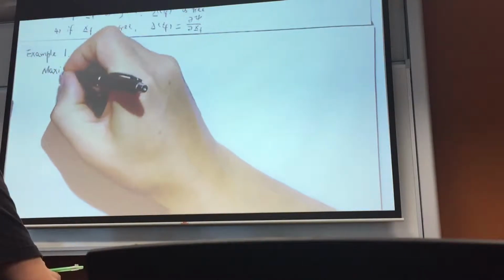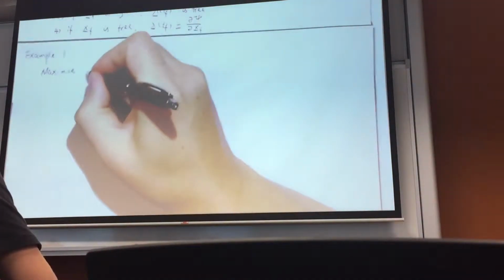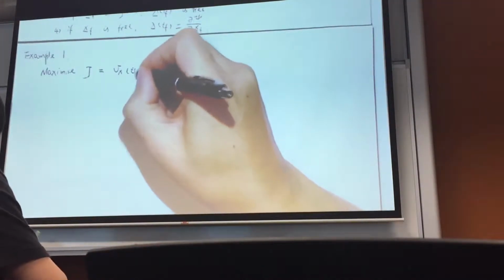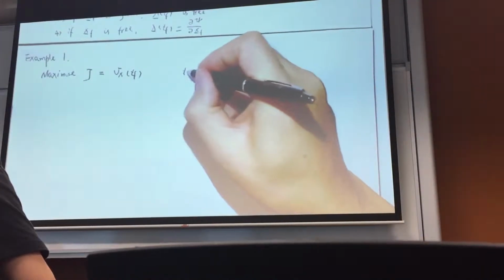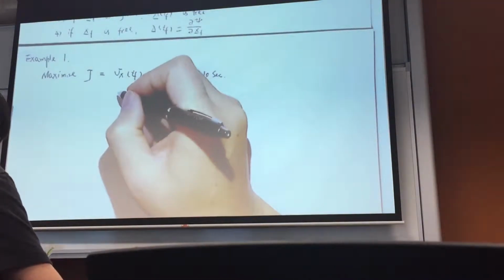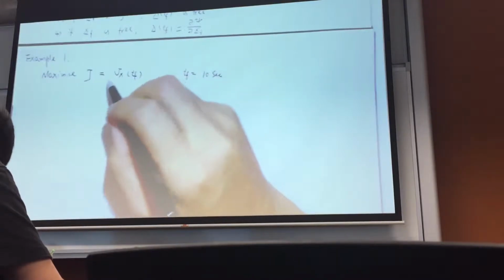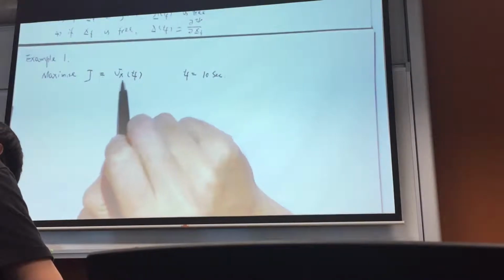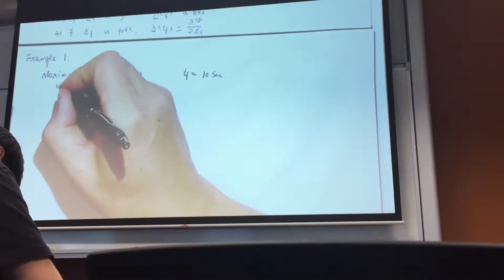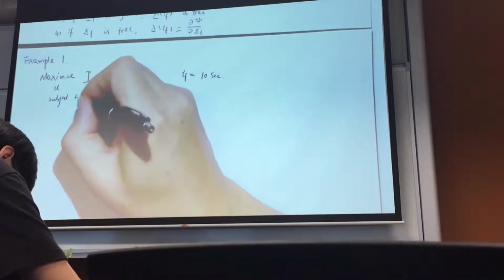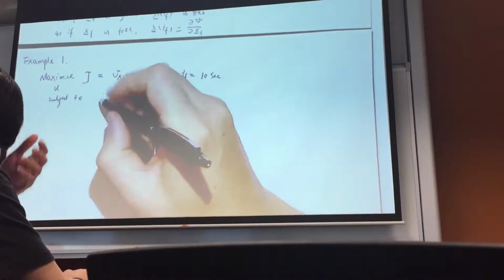So the problem formulation is we try to maximize the cost function given by Vx at TF, where TF equals 10 seconds. So we want to maximize this velocity in the x direction with the control input of u, subject to dynamics of the system.